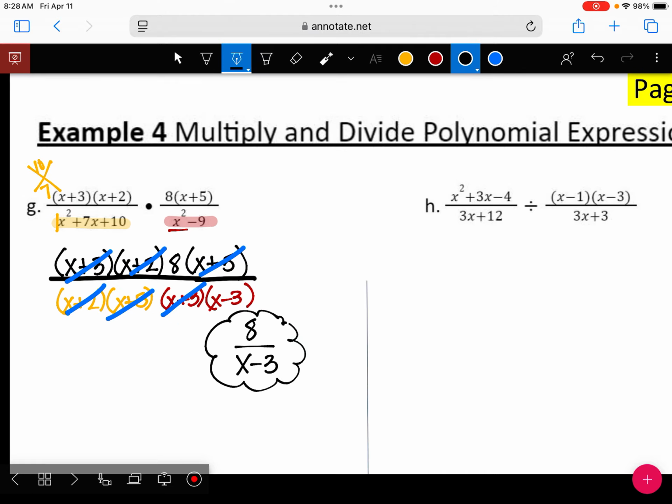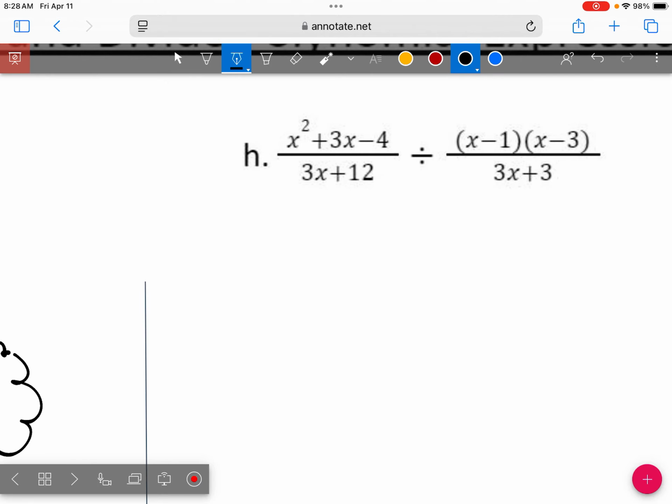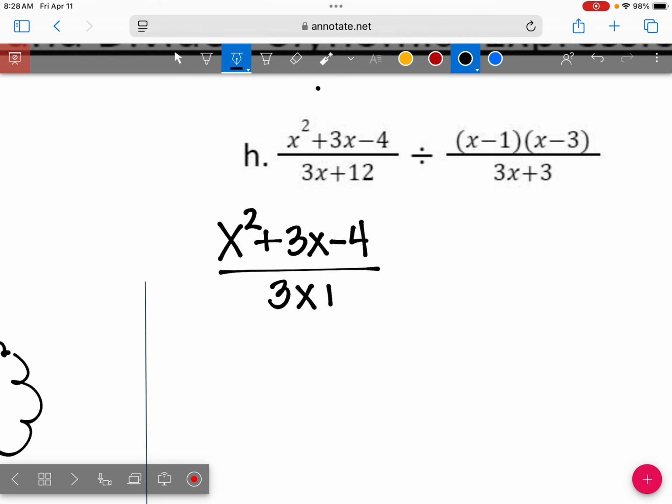Do I need to flip here? Yes, that's division. So I'm going to rewrite it first. So I have x squared, keep the first fraction. Change it to multiplication. Flip the second fraction.